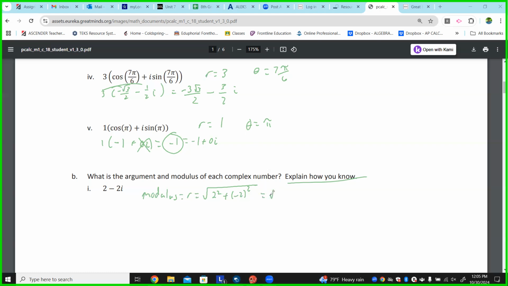So 2 squared is? Negative 2 squared is? 4 plus 4 is? 8. Again, on the test, I did allow this. I went back, I think it allowed it on some.